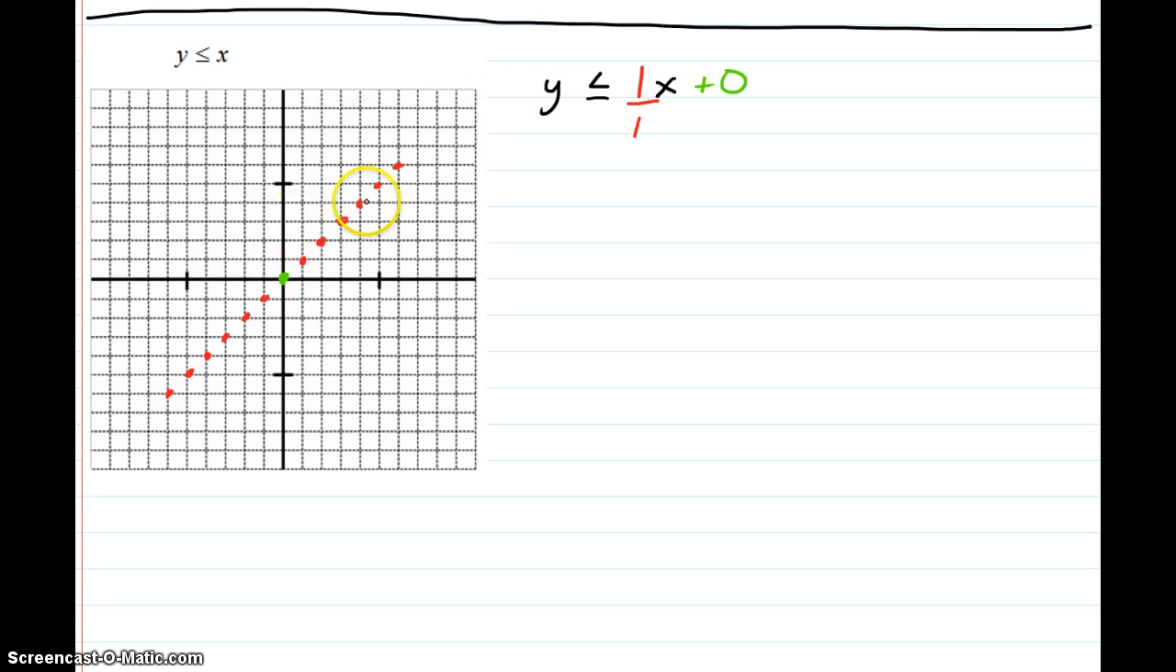So now, before we draw our line, we need to look at our inequality. And so since it has a line underneath it, we draw a solid line. That means I can draw my line.